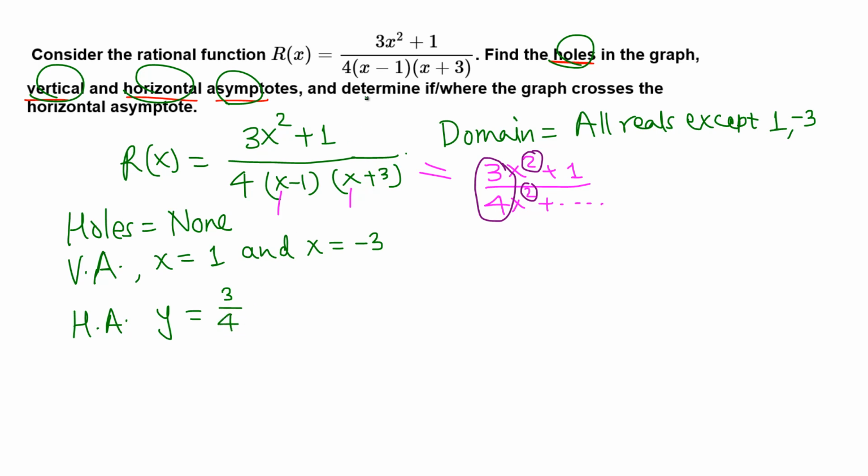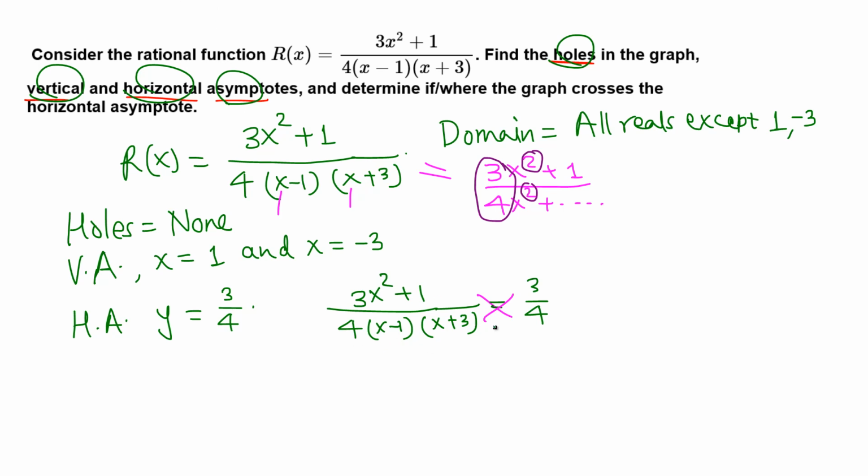Now finally we need to determine if the graph of this function intersects the line y equals 3/4. For that, we need to set this function equal to 3/4. So (3x squared plus 1) over (4x minus 1)(x plus 3) equals 3/4. Now solve for x. So cross multiply. Maybe we need to multiply this first, then it will be easier to distribute.